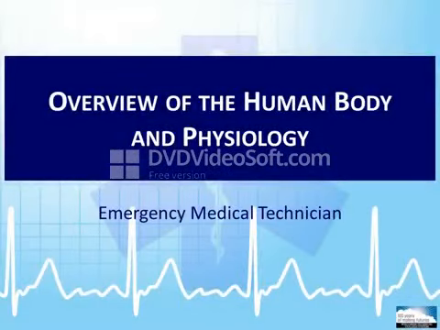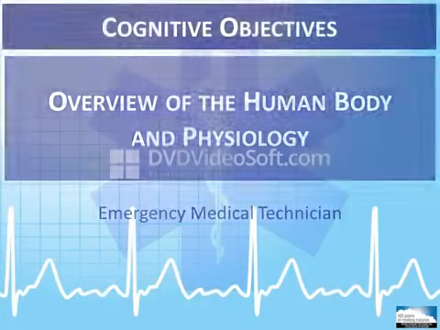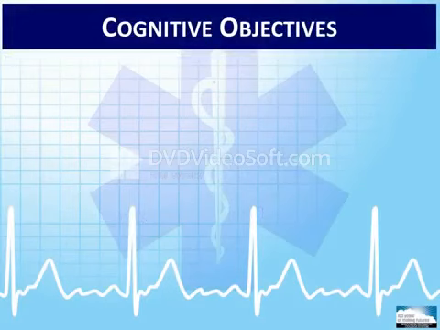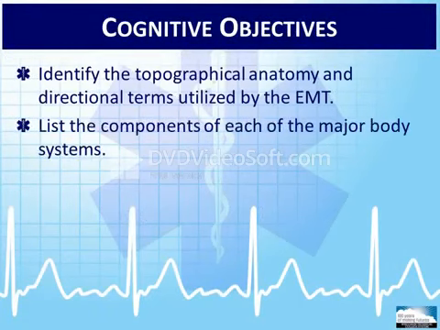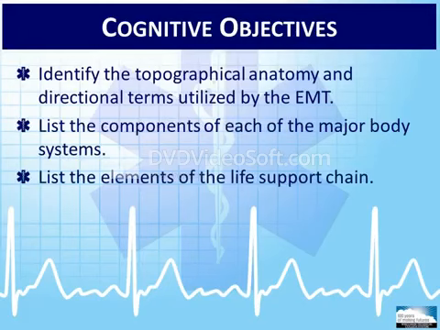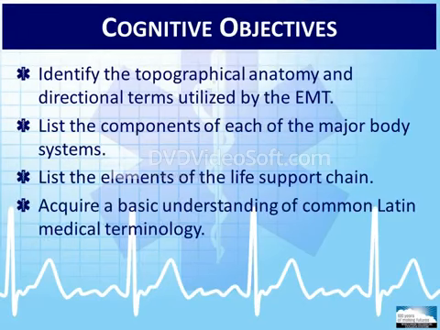Welcome to this module in which you will be provided with an overview of the human body and the physiology of its various systems. Once completed with this module, you should be able to identify the topographical anatomy and directional terms utilized by the EMT, list the components of each of the major body systems, list the elements of the life support chain, and acquire a basic understanding of common Latin medical terminology.